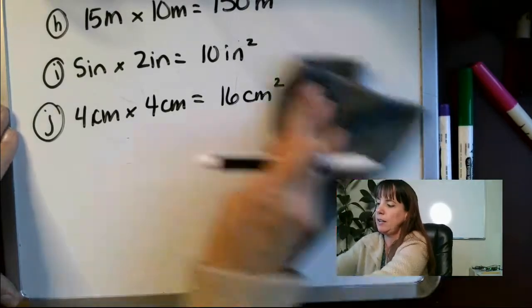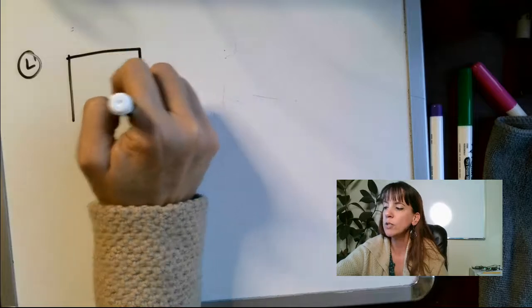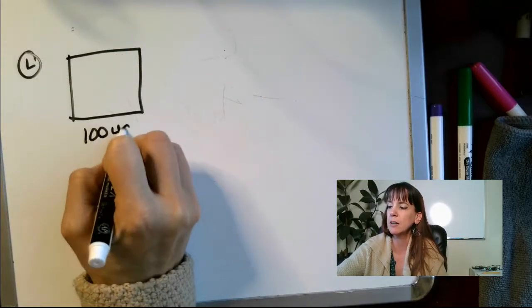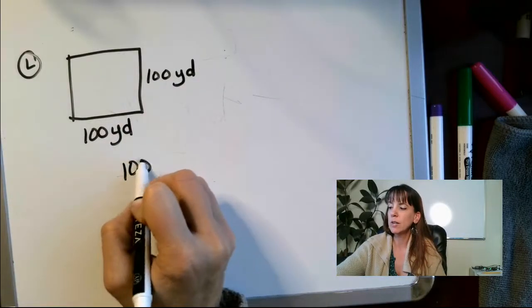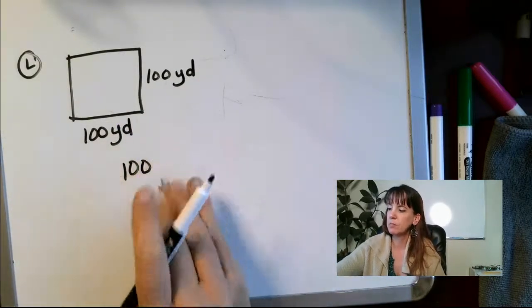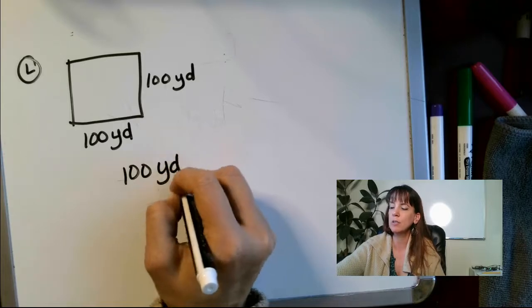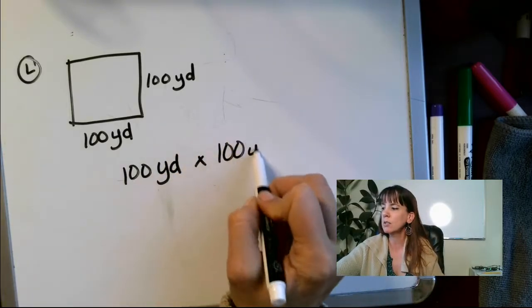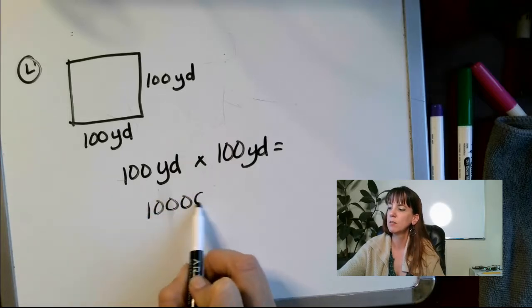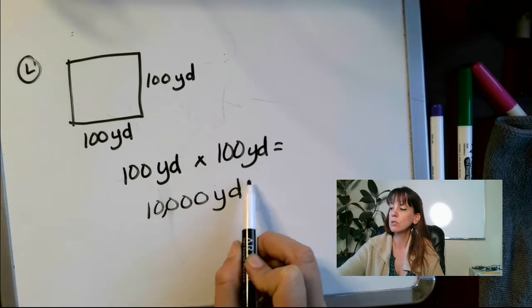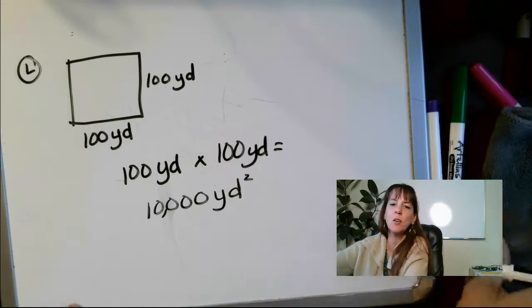And for L, what is the area of a park that is 100 yards square? 100 yards square means it's going to be 100 yards here, 100 yards here. Okay, so 100 times, oh, how about we use our units? 100 yards times 100 yards equals, that's 1 with 4 zeros, 10,000 yards squared.